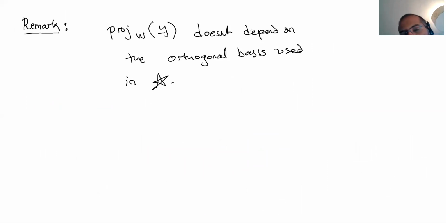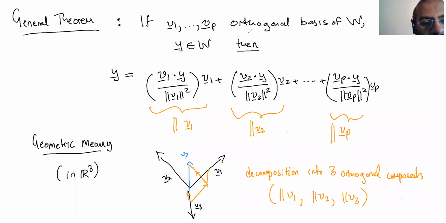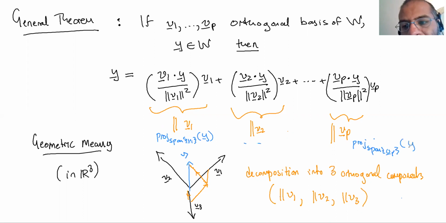Okay, just to make a connection with something we wrote earlier, in this decomposition theorem, these components are also orthogonal projections. The first one is the projection onto the span of U1 of the vector Y, and so on. This is the projection onto the span of the vector UP of Y. So this is how these things are all connected.